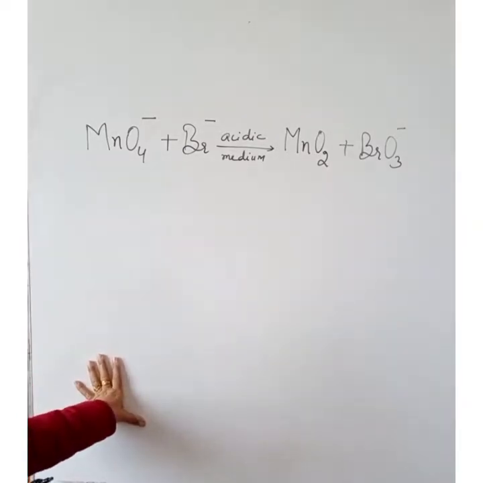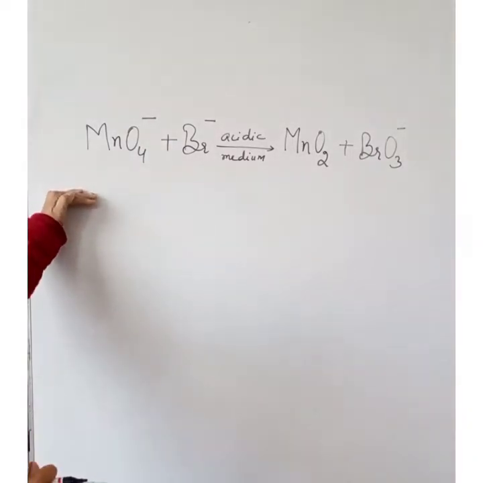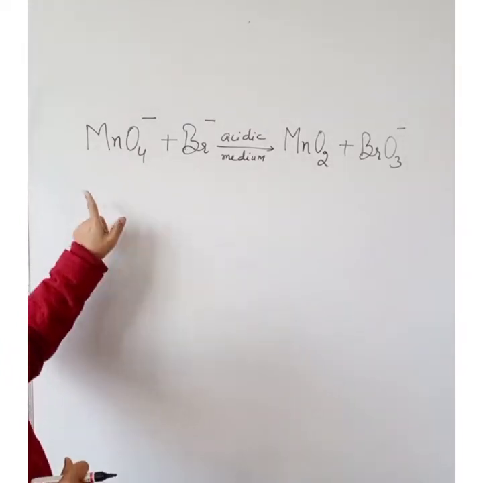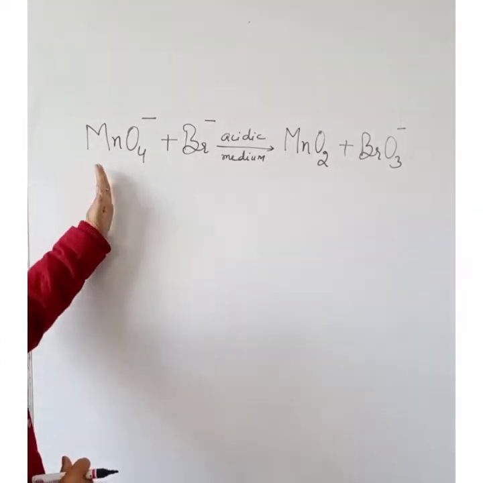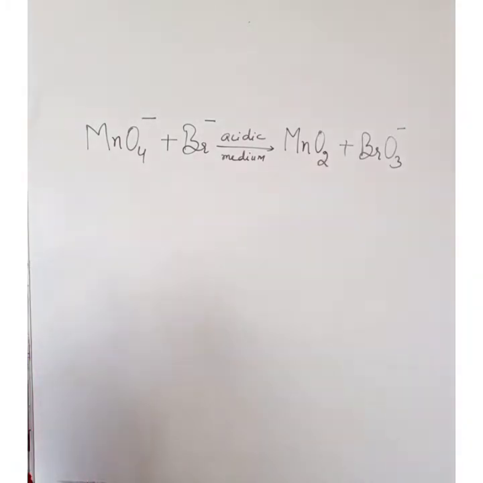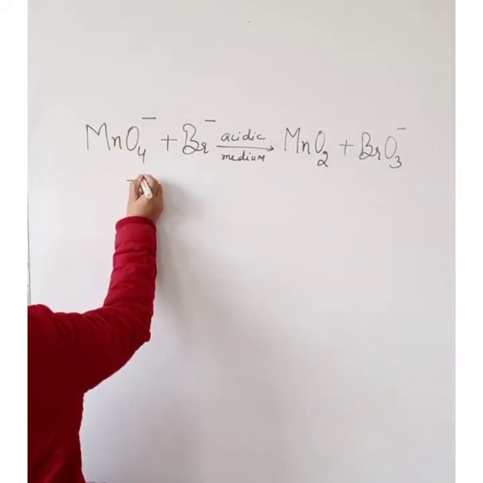So what is the first rule? First of all, we will write down the skeletal equation. So we have written down the skeletal equation. Now as for the second rule, first of all we will write down the oxidation number of all the elements involved in the reaction. So let us write down, oxygen is minus 2.